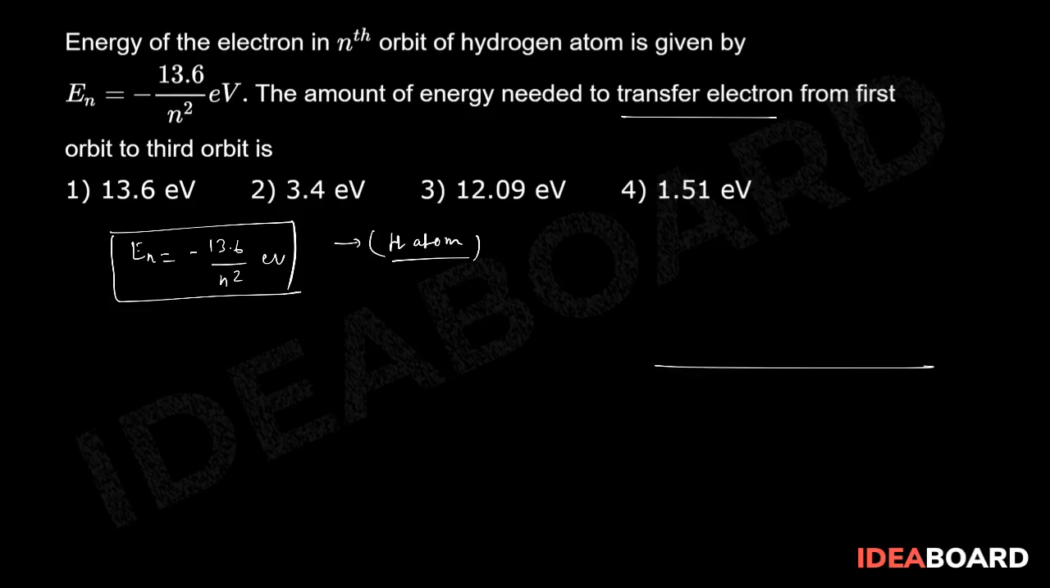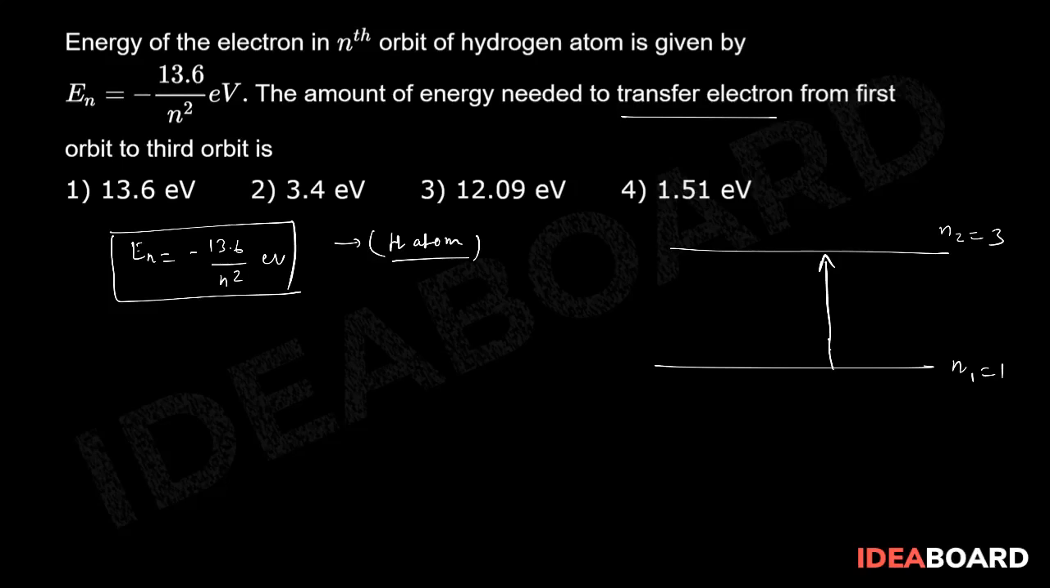That means, suppose that this is, let's say, n1 is equal to 1 and this is n2 is equal to 3. So we are going from first orbit to third orbit. That means this kind of transition is happening.